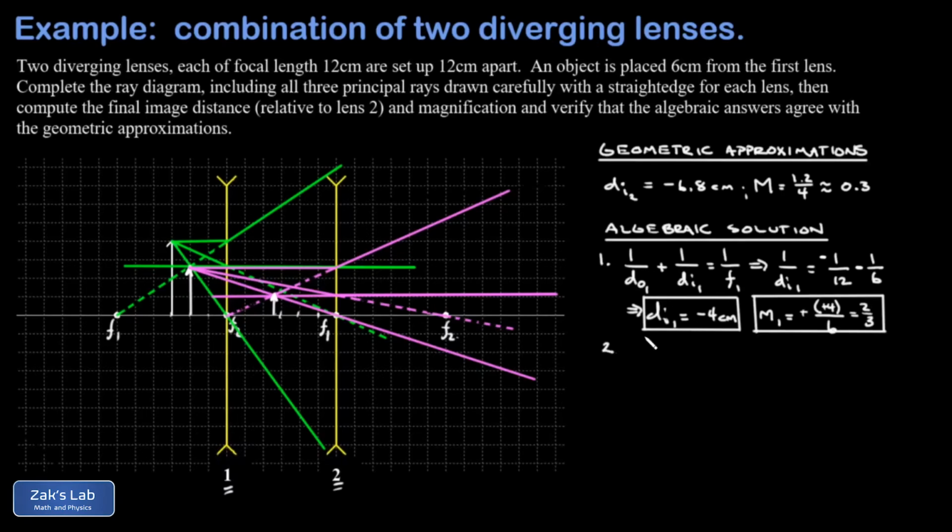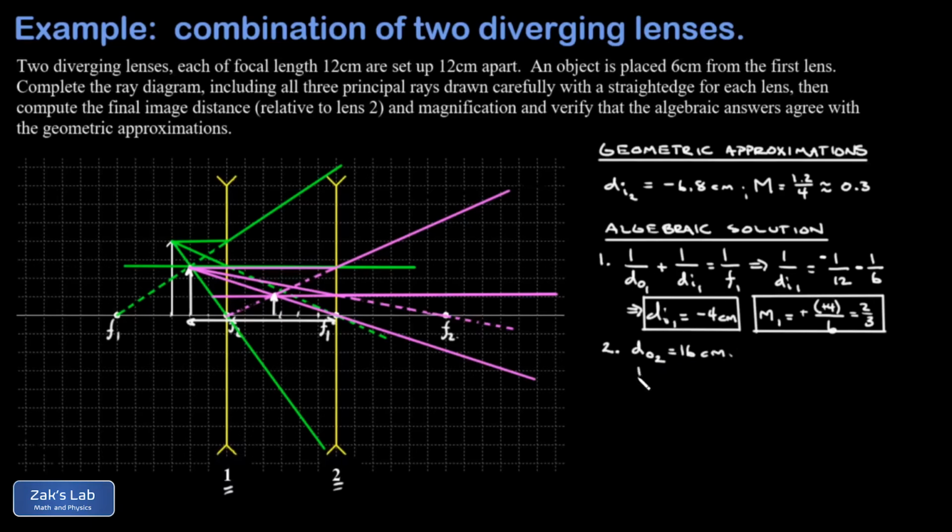Now we have to process that first image as the object for the second lens. And the first thing we have to deal with here is that the object distance is not that 4 centimeter value. It's the distance between that first image and the second lens. And that's 12 centimeters, the lens separation, plus the additional 4 centimeters. So that's 16. So dO2 is going to be 16 centimeters.